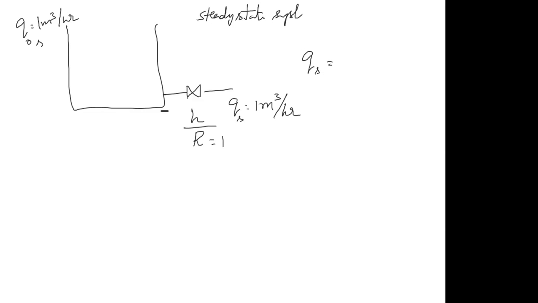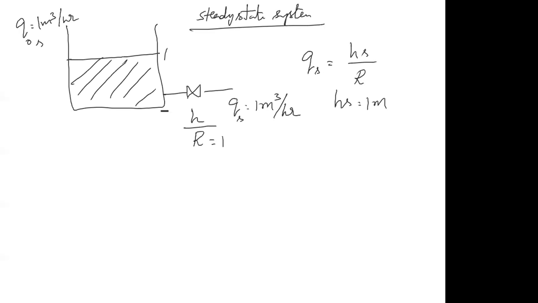Steady state system. So Q of S is equal to H of S by R, and H of S is 1 meter. So the steady state height here is 1 meter, and there is a steady inlet flow.